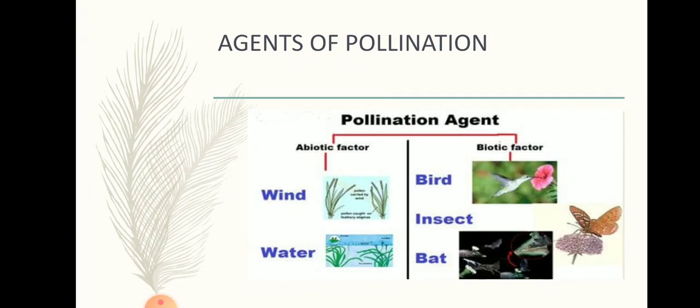Then the next agent is water. Water pollination takes place in aquatic plants. Here the pollen grains are carried away with the help of water currents. And the last one is animals, which can include even birds and bats. Animals carry pollen grains with them when they move from one place to another. Pollens are transferred mostly through bats as they sit on the flower for collecting the sweet substance that is present inside it. So this was all about the agents of pollination.